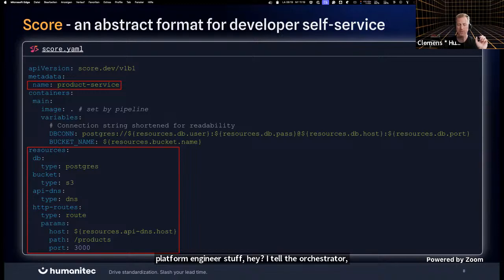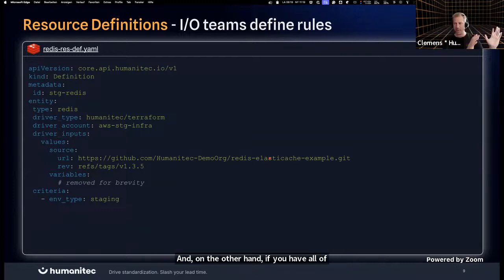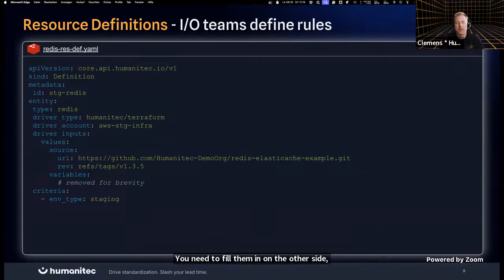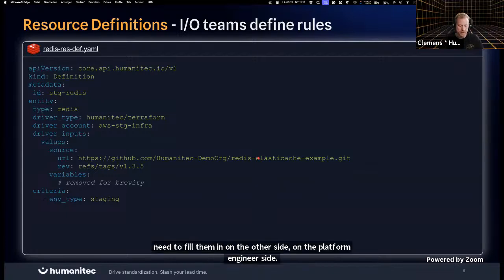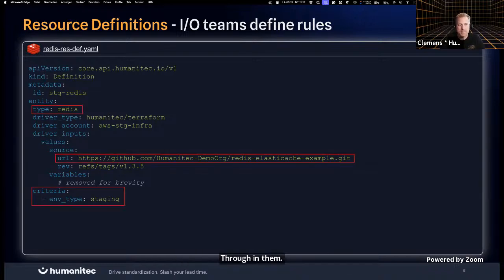So separation of concerns, separation of jobs, a clear demarcation line of who does what and which artifacts belong in which repository. And on the other hand, if you have all of the details missing on that side, you need to fill them in on the other side, on the platform engineer side. And this is a resource definition. Infrastructure and operations teams define the rules in them for how infrastructure is actually being created.